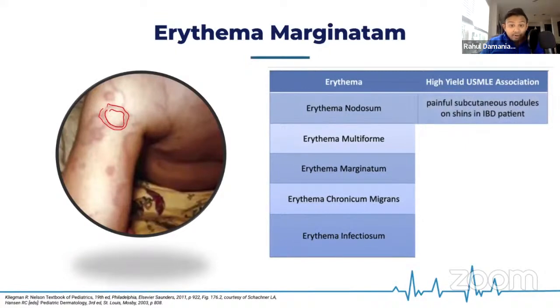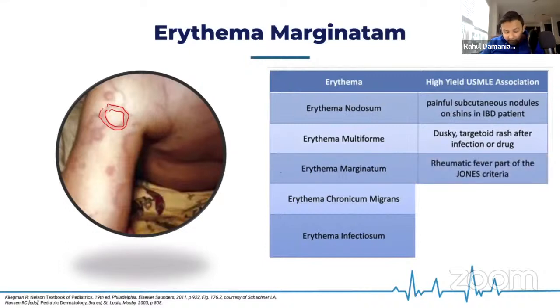We see erythema nodosum in patients who have coccidioides, patients who have IBD, any sort of inflammatory syndrome, and this is going to be typically on the skin. What about erythema multiforme? This is going to be a dusky targetoid rash after some sort of trigger. Erythema marginatum, that's going to be this rheumatic fever stuff we're talking about.